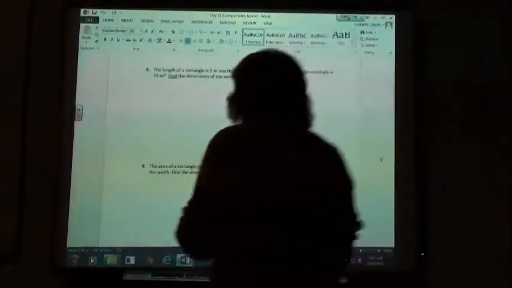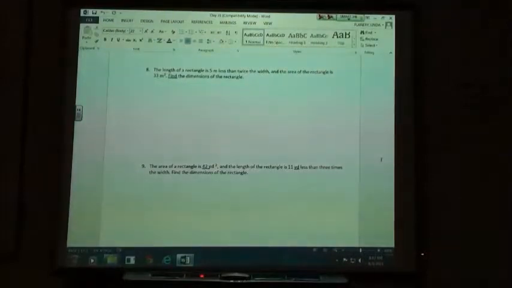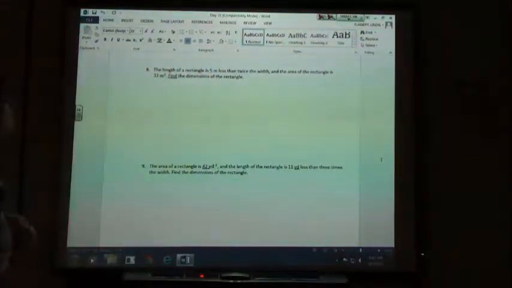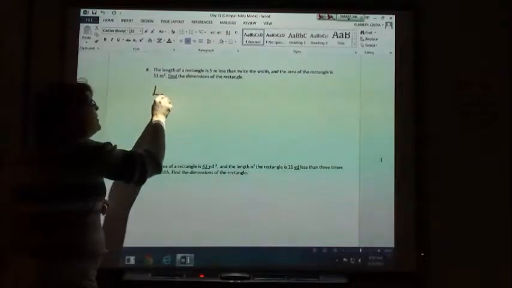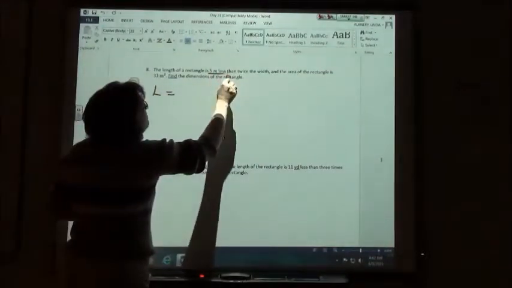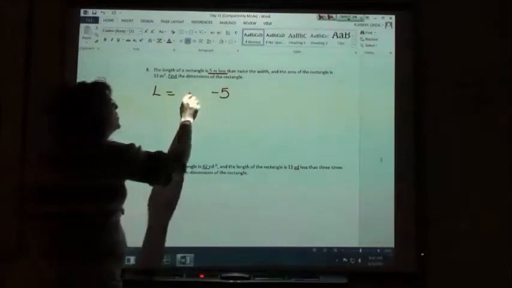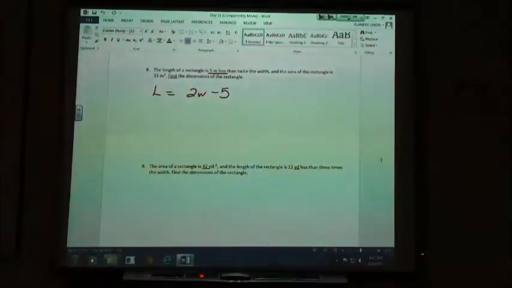All right, number 8 says the length of the rectangle is 5 meters less than twice the width. The area of my rectangle is 33 meters squared. Find the dimensions of the rectangle. So just like on the previous one, we want to write the length in terms of the width. The length of my rectangle is 5 meters less than twice my width. So the length is 5 meters less. So we're going to subtract 5 from twice the width. So the length is equal to 2W minus 5.